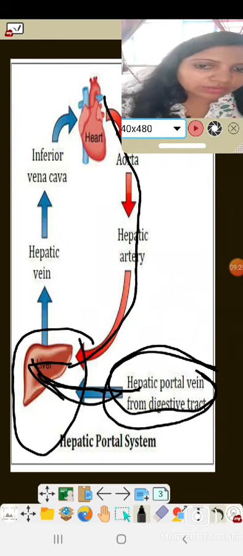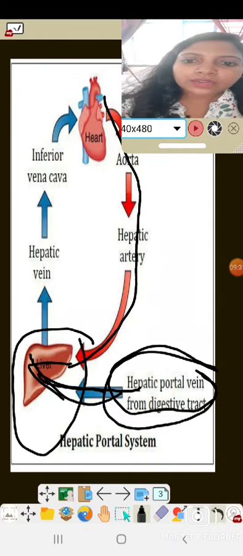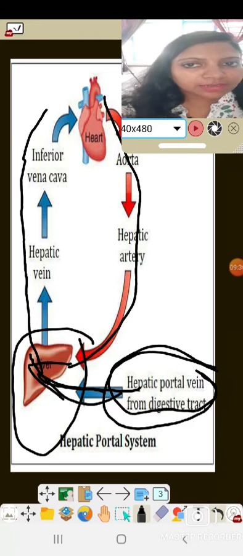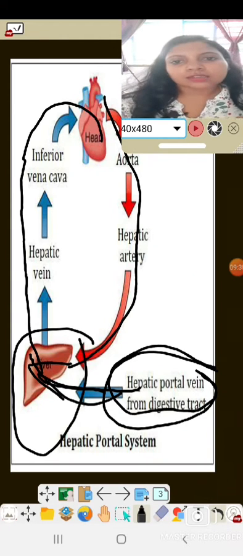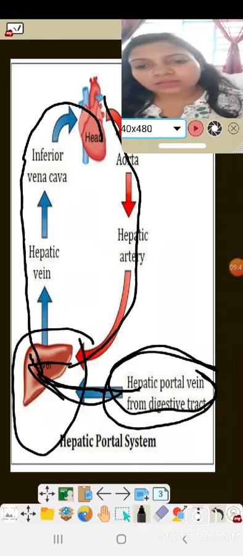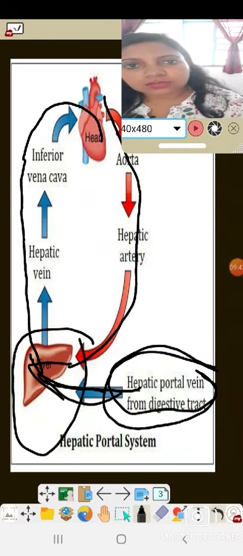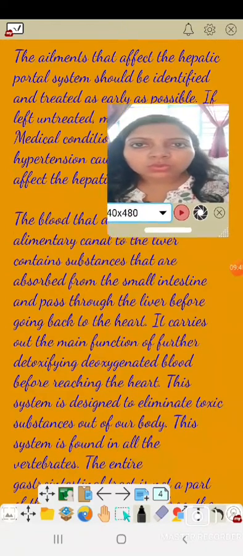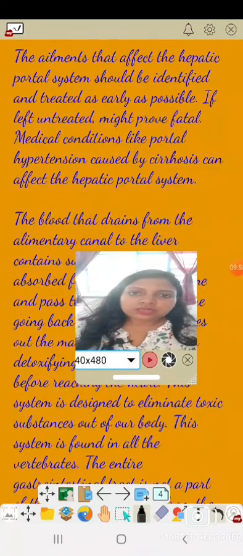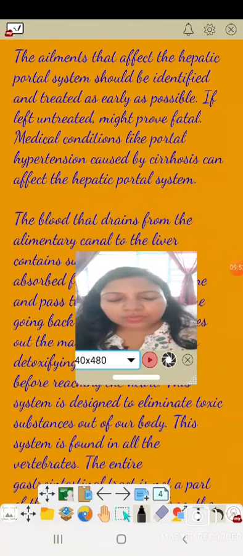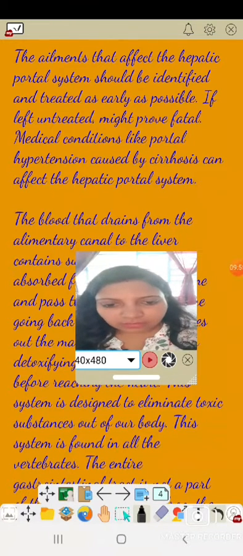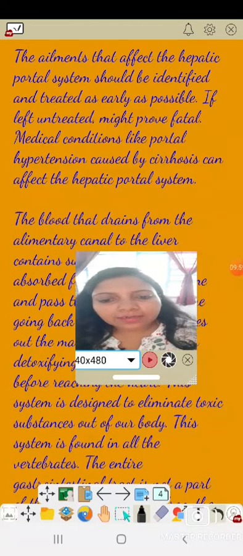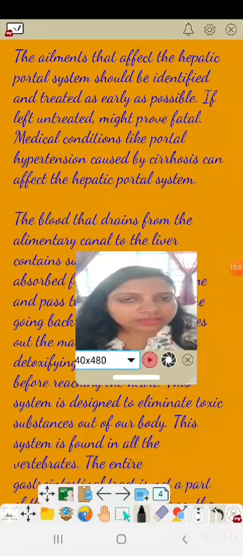Now through the hepatic portal vein it enters the liver, then through the liver again the hepatic vein, then the next step, through the inferior vena cava it enters the heart. Okay, so this is the overview of the hepatic portal system. So this cycle will carry on. The ailments that affect the hepatic portal system should be identified. Suppose you get liver cirrhosis, liver cancer or any of them, then it has to be detected beforehand, otherwise it is fatal.